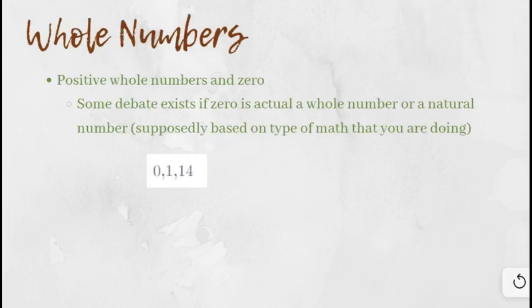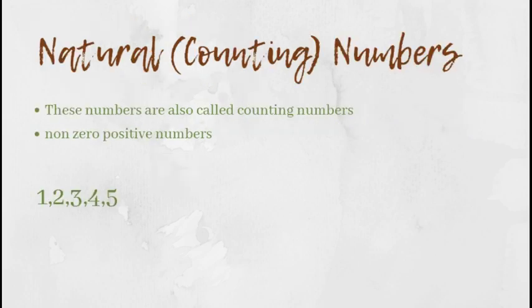Whole numbers. These include positive whole numbers and 0. Now there technically is some debate over whether 0 is actually considered a whole number or a natural number, and some people say it's based on what type of math you're doing, and it depends on which site you go to and who you talk to. But when I learned it, they always said that 0 was a whole number. So we're going to go with what I learned. So next one is natural numbers. These are the last ones.